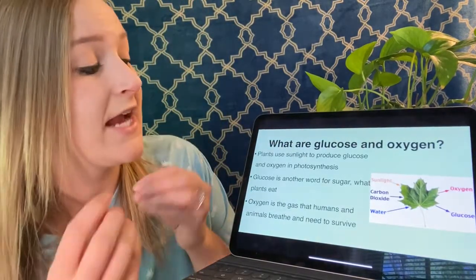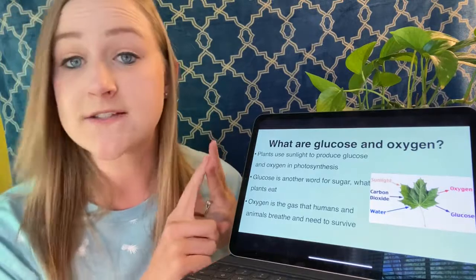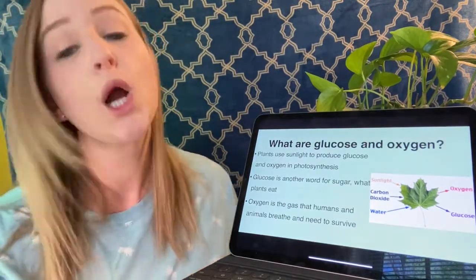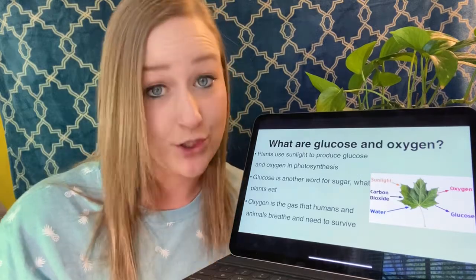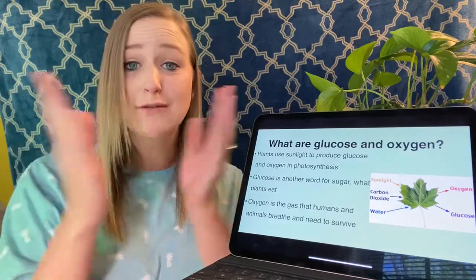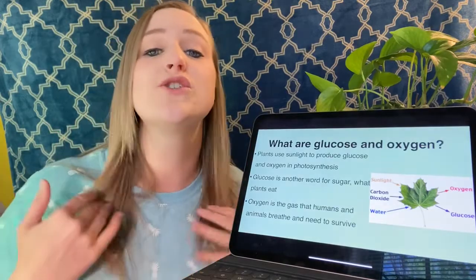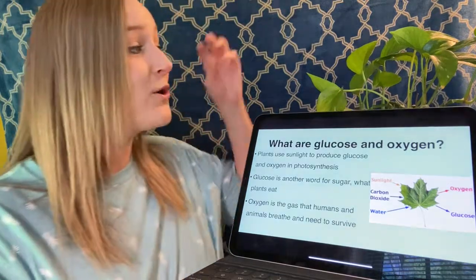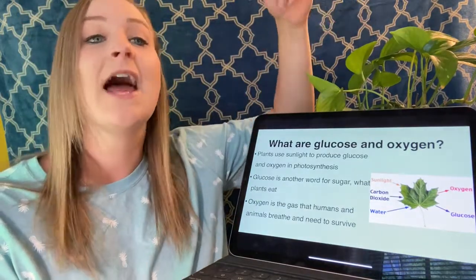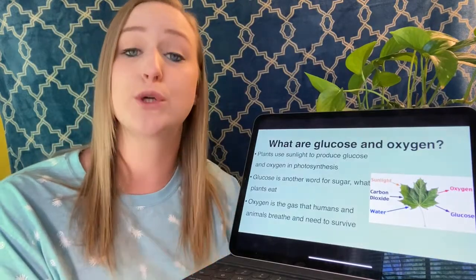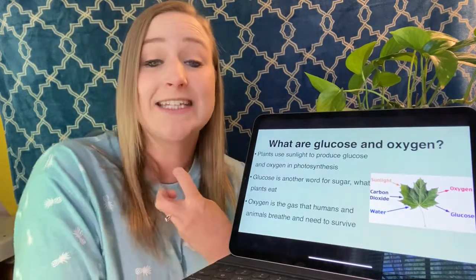Plants use sunlight to produce glucose and oxygen through photosynthesis. Glucose is another word for sugar, what plants eat. I'm sure that you guys like sugar and know exactly what sugar is. Glucose and sugar, they're the same thing. Glucose is just another more scientific, fancy way of saying sugar. So those plants use the sunlight and the carbon dioxide and the water to produce that glucose, which is the sugar that they eat.